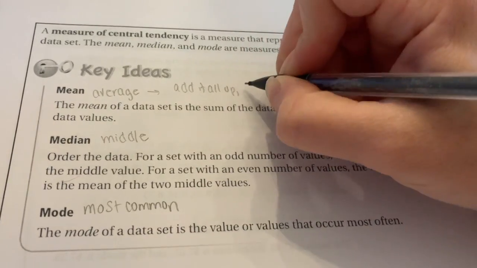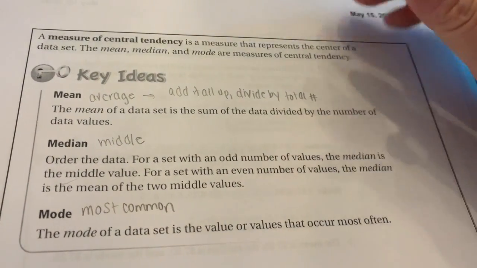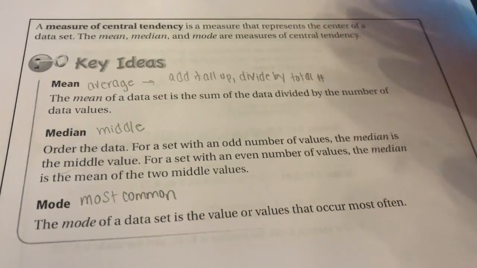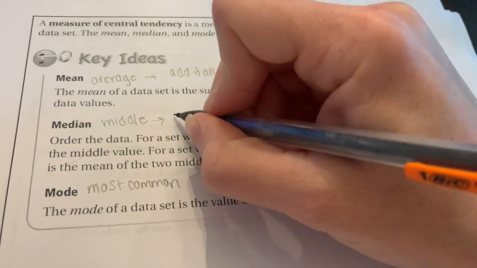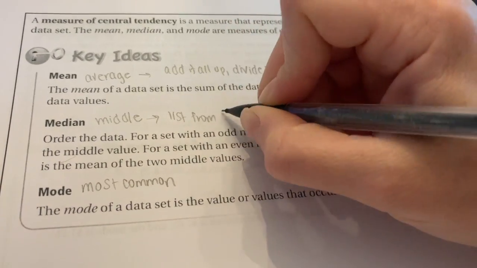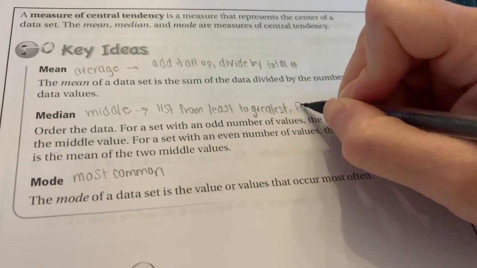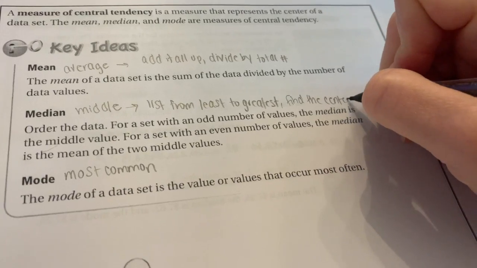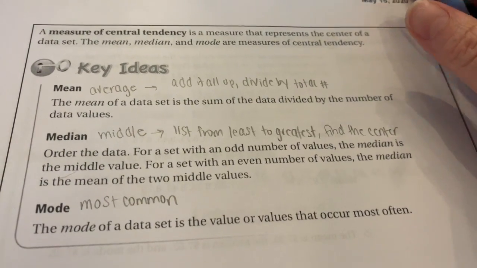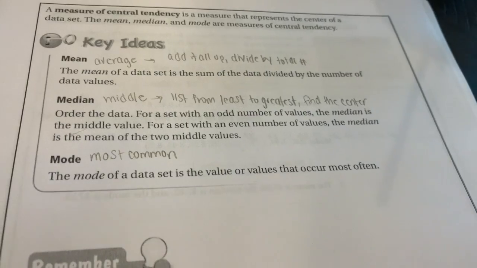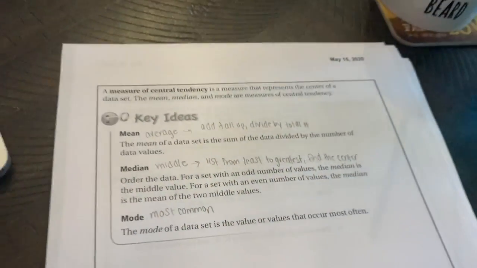Add it all up, divide by the total number, and the total number is the total number of data values, not the total of all the numbers added up together. The median is the middle, so in order to find the median, you have to list it from least to greatest first, and then find the center value. If you have an even number of data values, remember you have to find the average of the middle two. For the mode, all you have to do is look and see which one is occurring the most. Okay, so let's talk more about these.